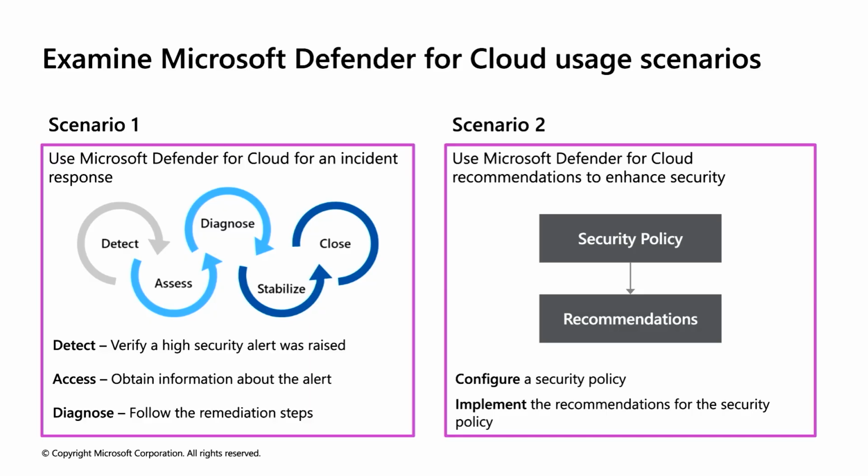In scenario one, imagine a company facing a security incident. Often teams only learn how to respond after an attack has already happened. That's why having an incident response plan is crucial. With Microsoft Defender for Cloud, you can manage incidents through three key stages: detect, assess, and diagnose. First, we detect suspicious activity using the dashboard, then assess the details of the alert, and finally diagnose the issue by investigating and applying remediation steps.